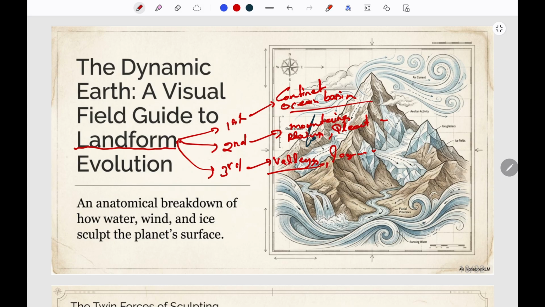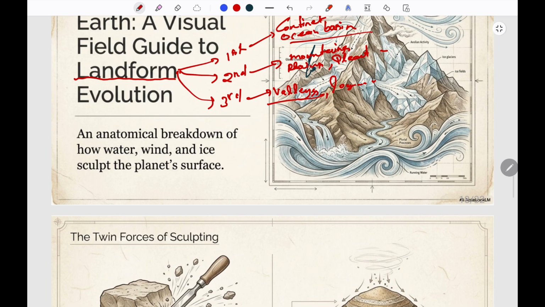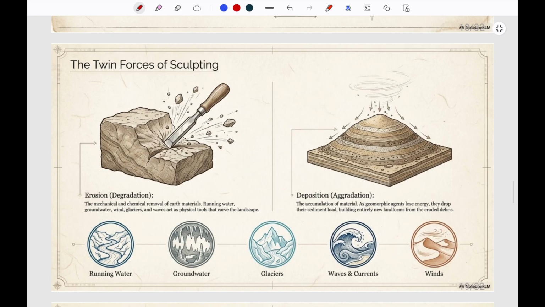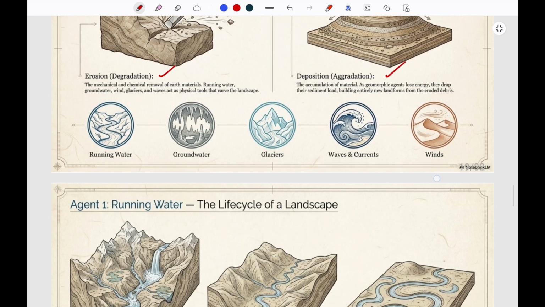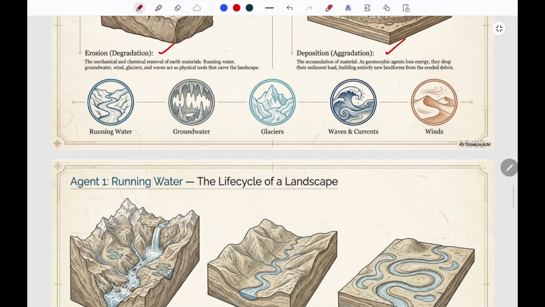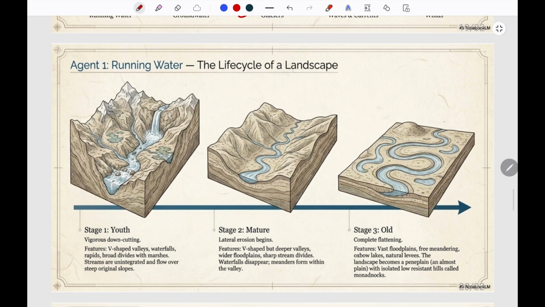and now let us move on to the landform types. So they are of two types, that is erosional and depositional, depending on whether they are formed due to the erosion of some surface or by deposition of the degraded material. Now we have learned that there are five geomorphic agents which form the different landforms. That is, first one is running water, second one is groundwater, third is glacier, fourth is waves and currents, and last one is wind.